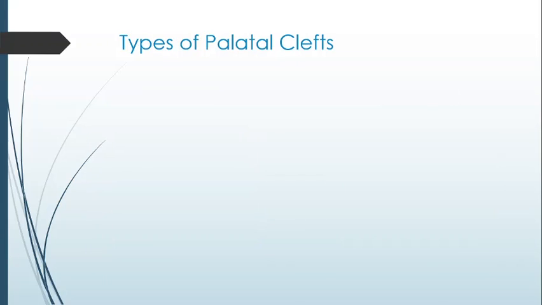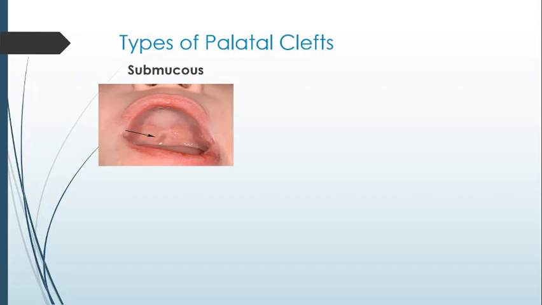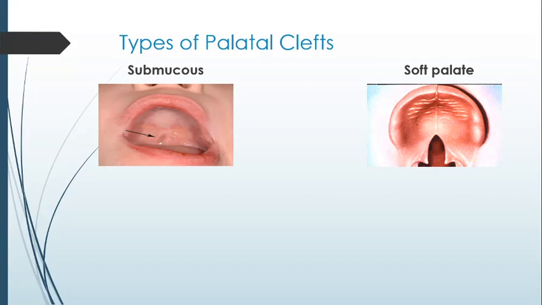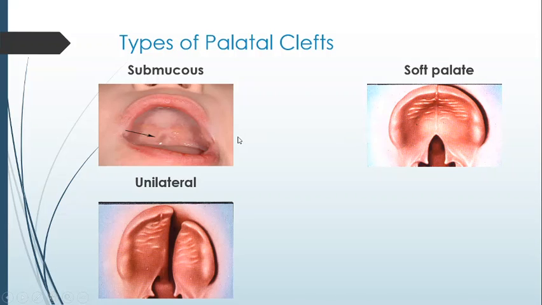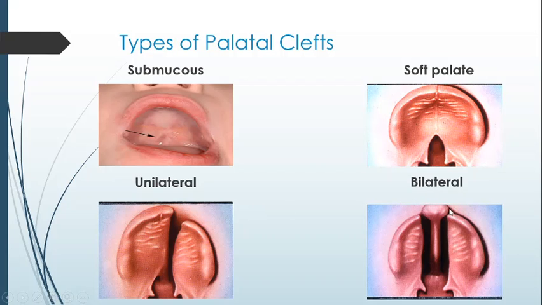There are different types of palatal cleft. The submucous type: here the mucosa is normal, but the underlying bone is clefted, so clinically we cannot see the bone cleft because it's covered with a normal mucosa. The soft palate cleft: here we can see that just the soft palate is involved and the hard palate is normal. The unilateral cleft involving both hard and soft palate, and the bilateral complete involving both the hard and soft palate also.